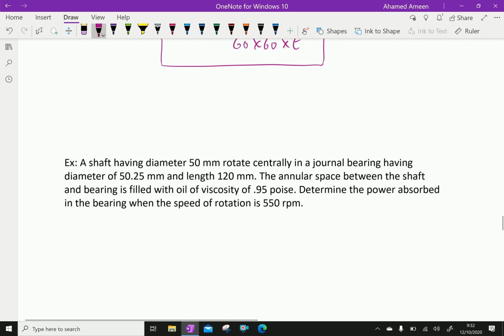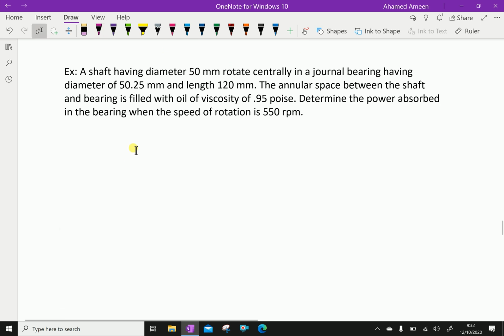Now let us do an example problem. A shaft having diameter 50 mm rotates centrally in a journal bearing having diameter of 50.25 mm and length 120 mm. The annular space between the shaft and bearing is filled with oil of viscosity 0.95 poise. Determine the power absorbed in the bearing when the speed of rotation is 550 rpm.